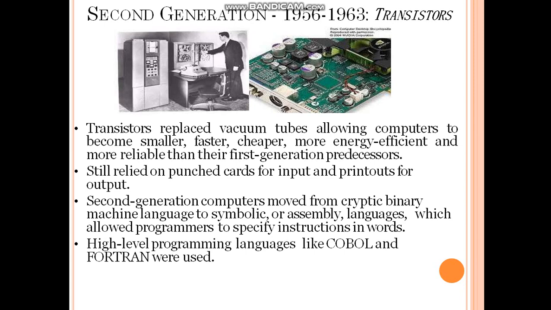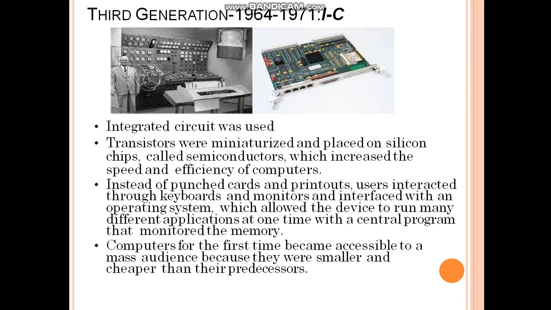But for memory, it still relied on punch cards for input and printouts for output. Second generation computers moved from cryptic binary machine language to symbolic or assembly languages, which allowed programmers to specify instructions in words. High-level programming languages like COBOL and Fortran were used in second generation computers. After that, the ICs were developed.